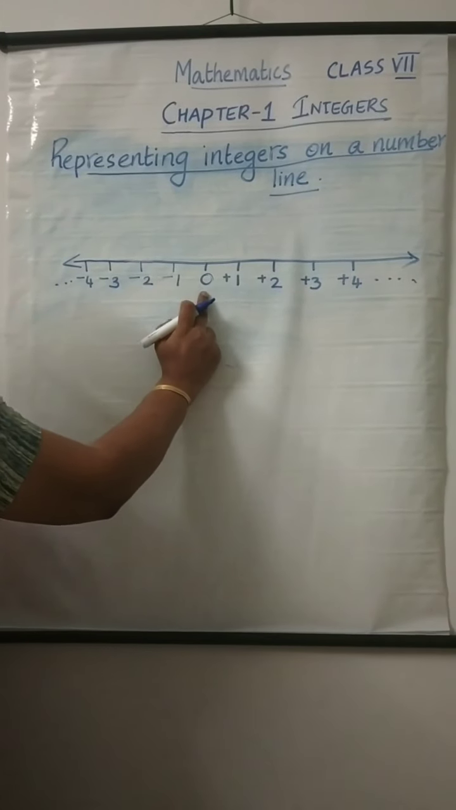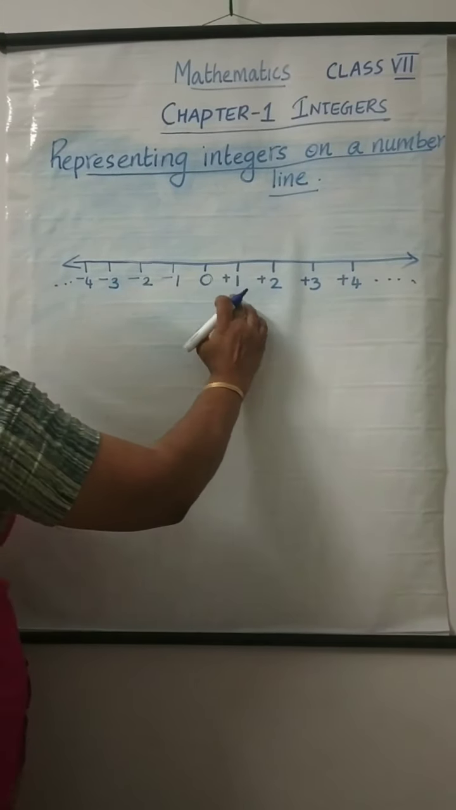So, 0 is at the middle, right side of 0 are positive numbers and left side of 0 are negative numbers. And as we go from left to right, the value increases, and from right to left, the value decreases.